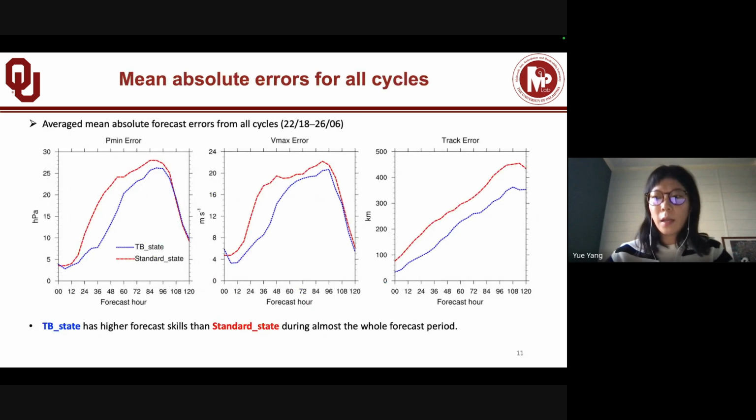The overall mean absolute errors for all cycles confirm the advantage of the TB state over the standard state for intensity and track predictions during almost the whole forecast period.